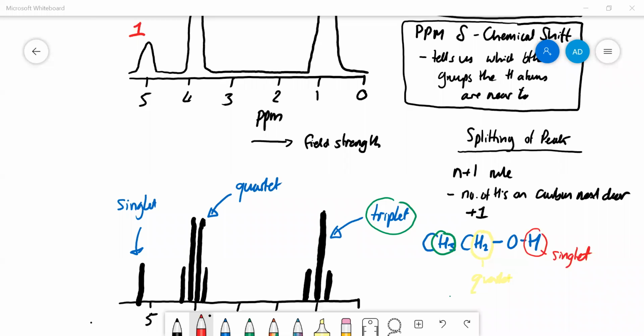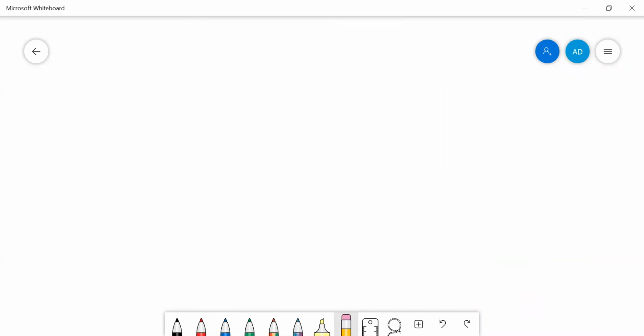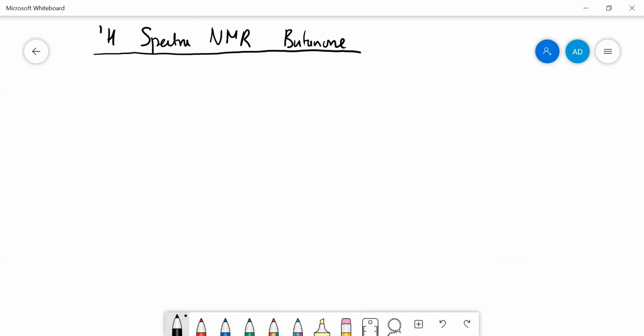Okay, so that was the last lesson. Let's have a look at another spectrum of another compound. So 1H NMR spectra for, let's think what it would look like for butanone. Okay, so butanone has this structure, has this formula.